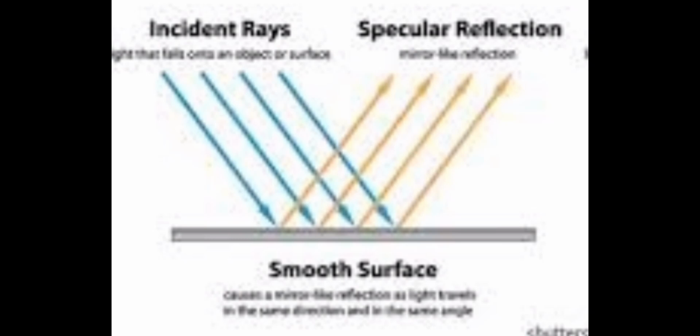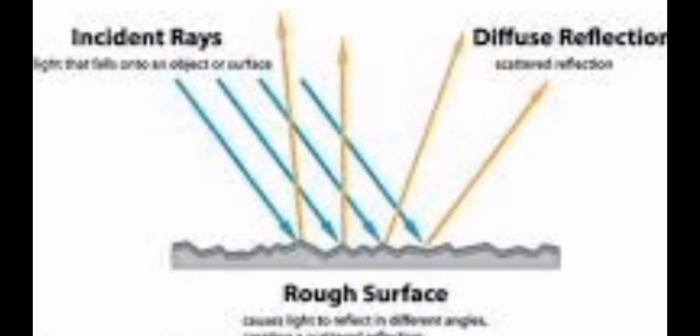But in a rough surface, like a painted surface, wood or wool, the light scatters. What is the meaning of scatter? Diffuse. What is the meaning of diffuse? Reflect light but in different directions.